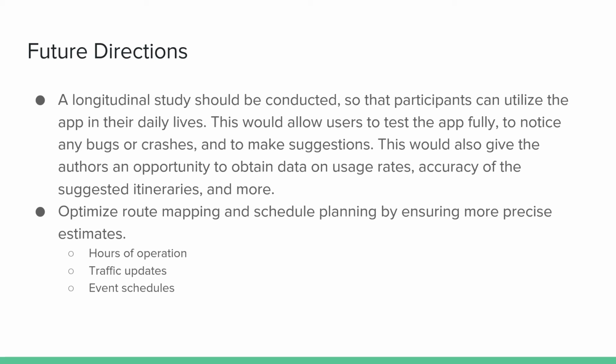In the future, a longitudinal study should be conducted so that participants can utilize the app in their daily lives. This would allow users to test the app fully, notice any bugs or crashes, and to make suggestions. This would also give the authors an opportunity to obtain data on usage rates, accuracy of the suggested itineraries, and more. In the future, the route mapping and schedule planning features could be further optimized by ensuring more precise estimates of things such as hours of operations for businesses, traffic updates, and event schedules.